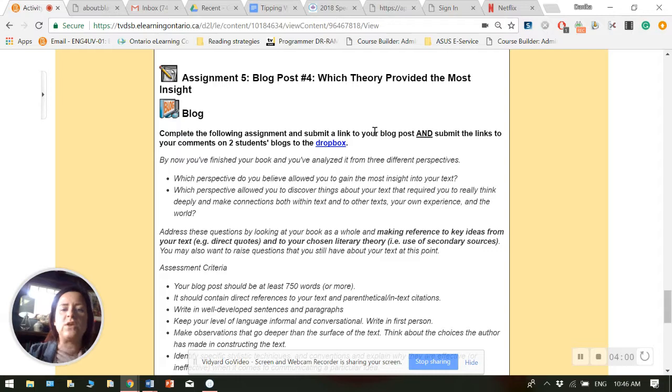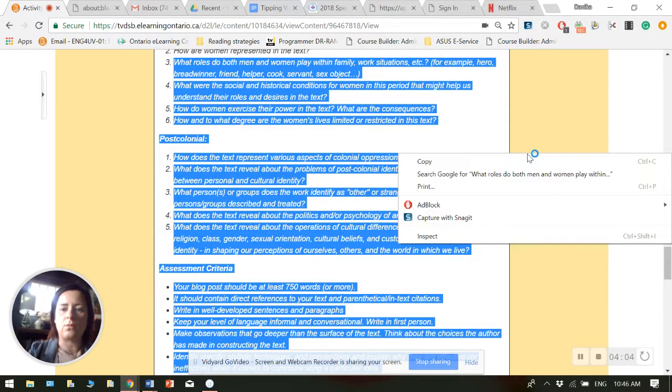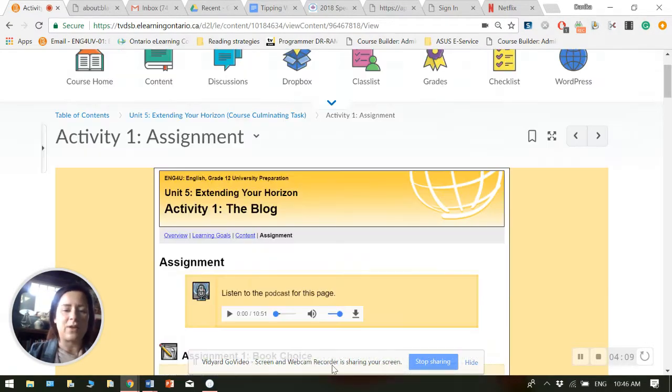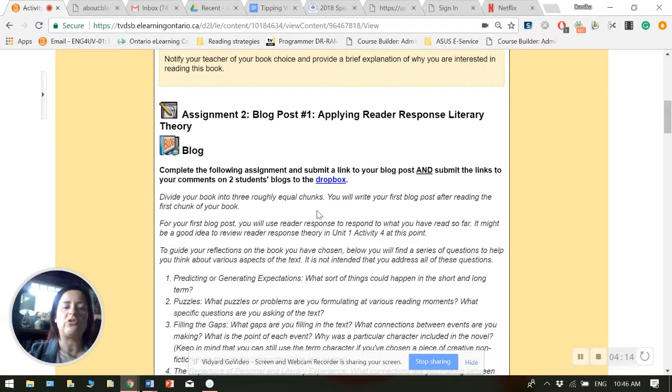And so if you look at blog post number 1, it says, divide your book into 3 roughly equal chunks. You will write your first blog post after reading the first chunk of your book. Now, I'm not going to be evaluating what page you've read to, so you decide what's roughly equal. It's just that it's not going to be a very effective blog post if you've only read 2 pages, right? Okay.